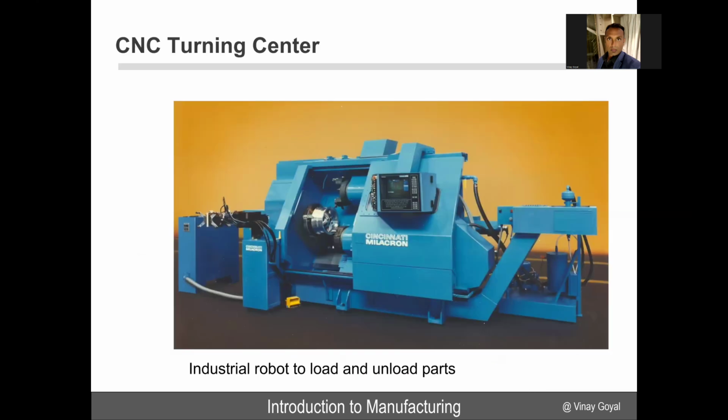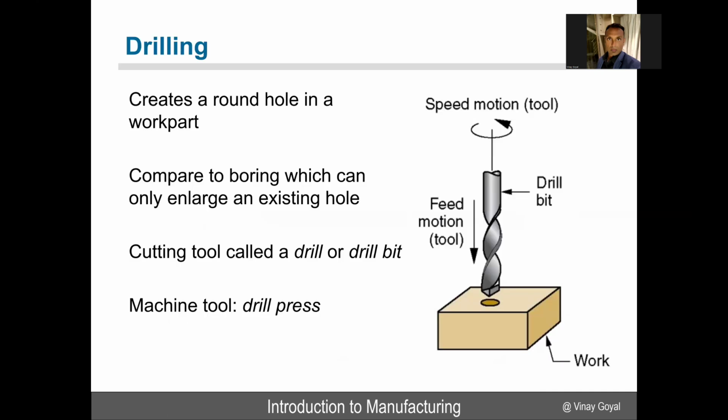Here's a CNC turning center. It's an industrial robot to load and unload parts. Drilling creates a round hole in a work part. So you have your speed motion here, that tool, that's your drill bit, and as you push forward, that's your feed motion. Then you create the hole in the work part. This needs to be compared to boring, which can only enlarge an existing hole. So that's the difference there.